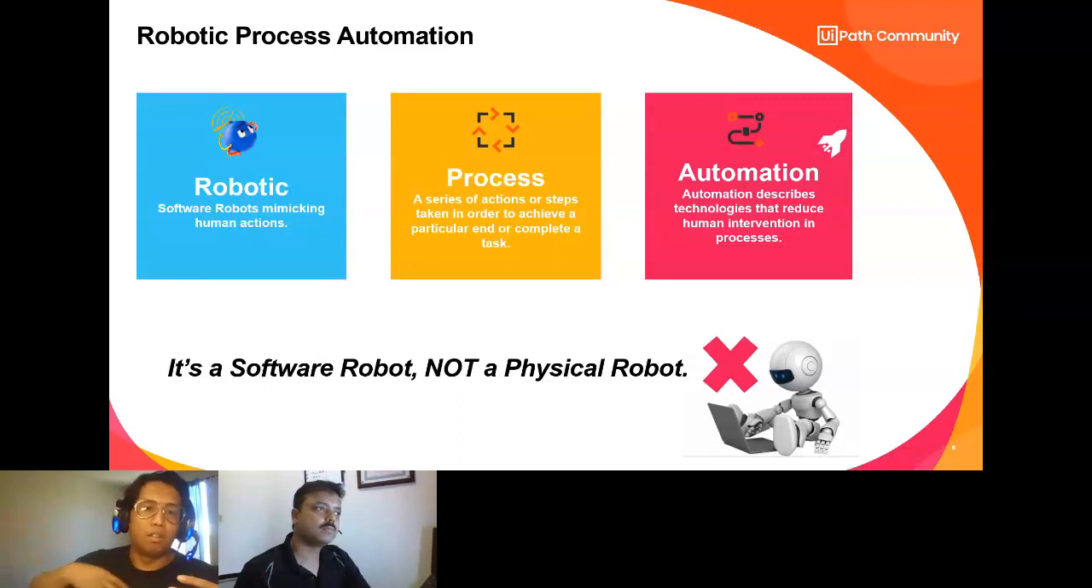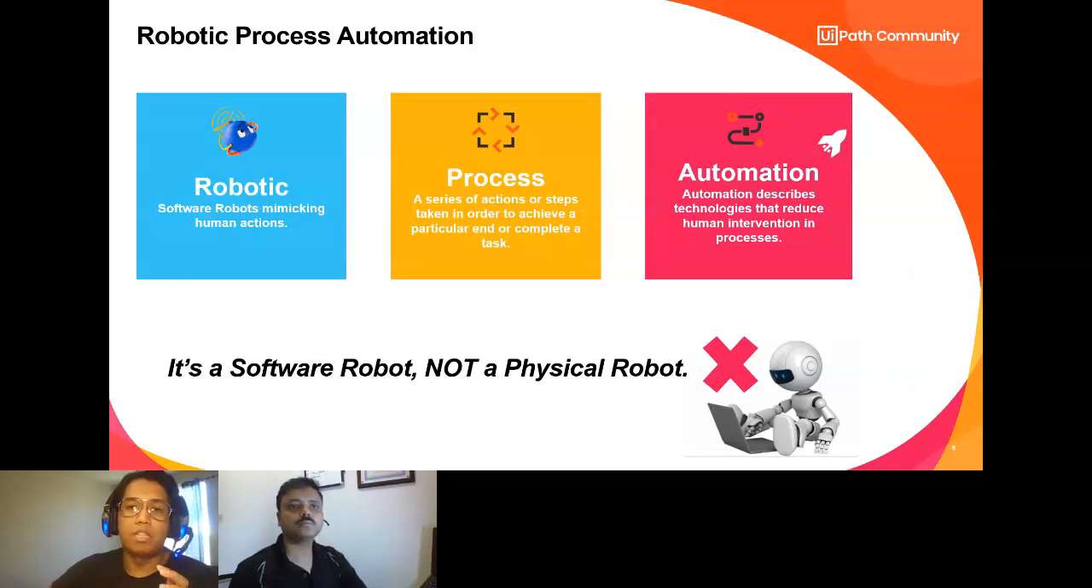Process is a series of steps or actions put together into an end-to-end process. Let's say going to a website, going to email, downloading an attachment. This series of steps constitutes an end-to-end process in order to achieve a particular goal or a particular business function. This is the process piece of it, right? Robotic process, and the last piece is automation.